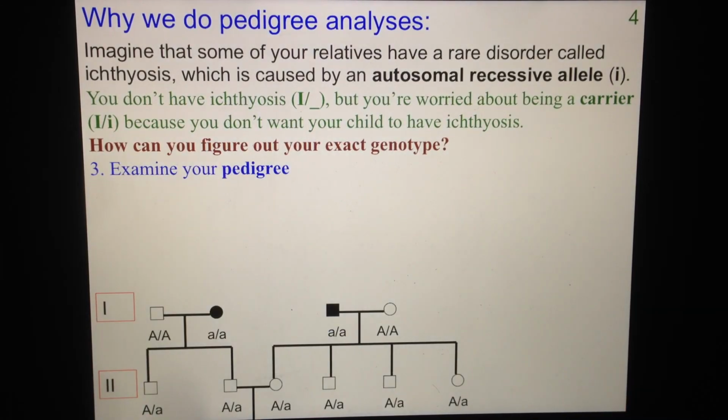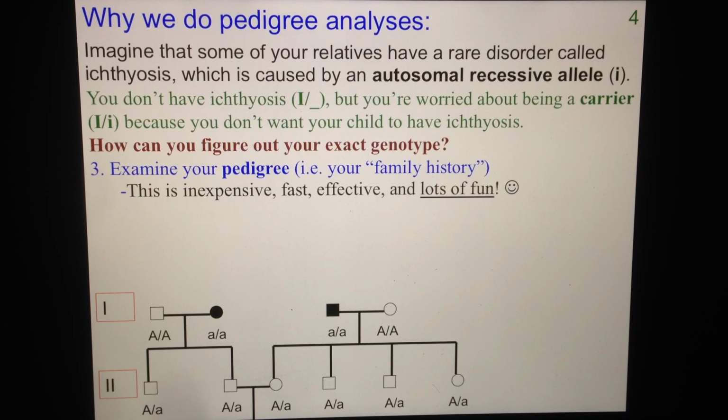So what I would suggest in this situation instead is to just look at your family pedigree, meaning your family history. This is great in that it's totally inexpensive. You can do it on your own for free, pretty much. It's very fast. You don't have to wait for results. It's effective, and it's also quite a lot of fun. It's a very satisfying problem to solve, way better than Sudoku in my point of view.